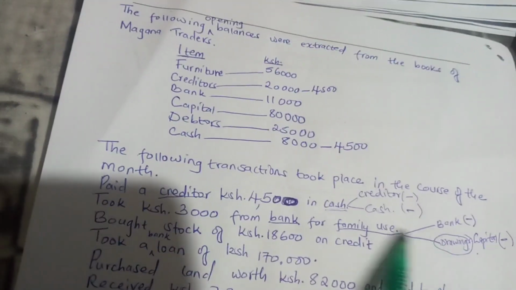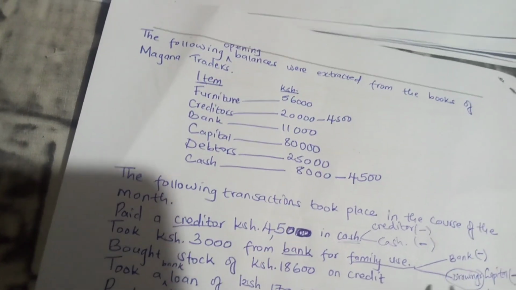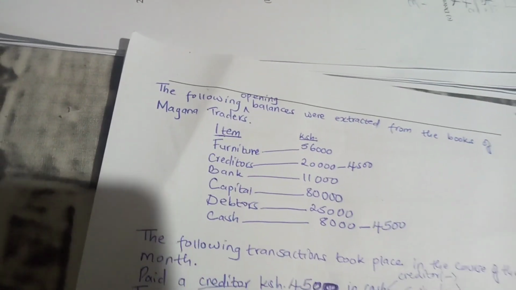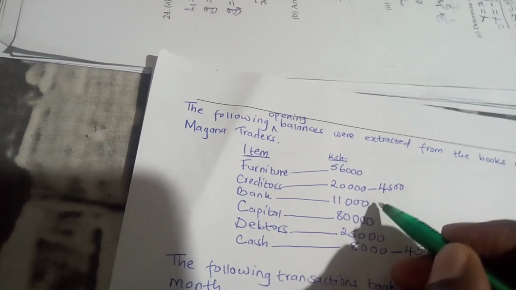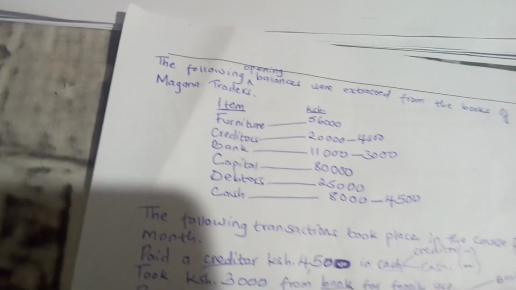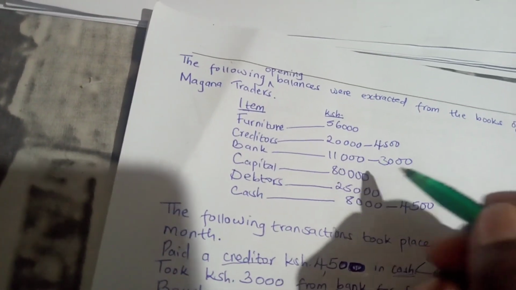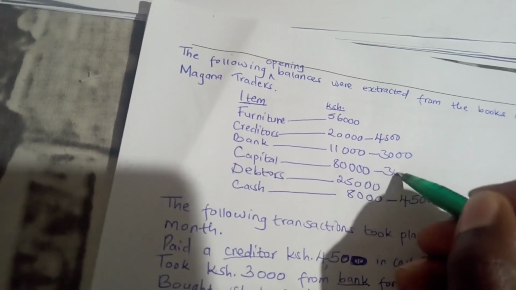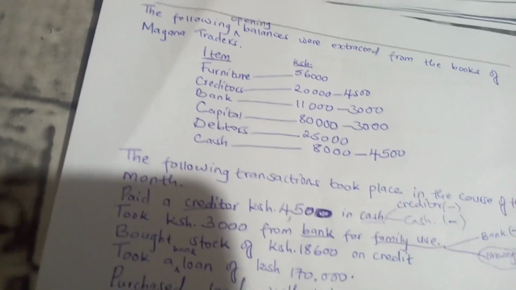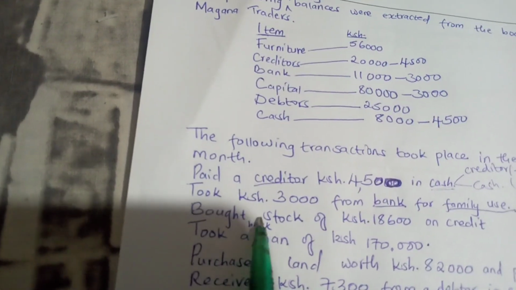And therefore, where we have a bank, on the balances we are given, we are supposed to subtract 3,000. So here we subtract 3,000, and also capital is reducing, remember our drawings, by also 3,000. Nice. Then go to the next transaction.